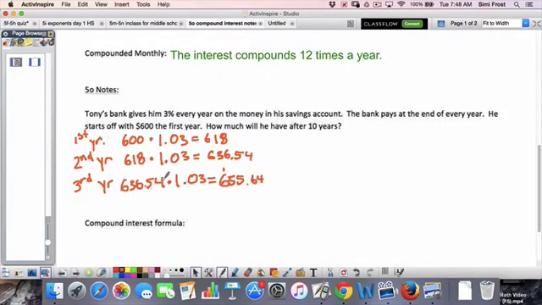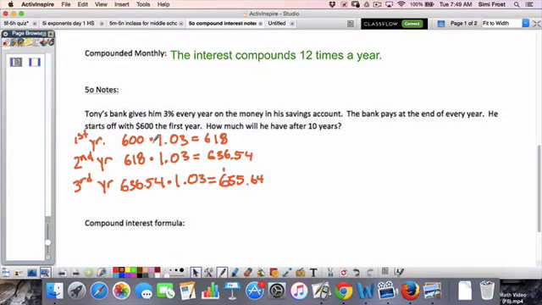And just for reference, on this year, since it compounded, he actually earned $19.10. So the first year he earned $18. The second year he earned $18.54. The third year he earned $19.10. Because it's compounding, he's earning a little bit more every year.